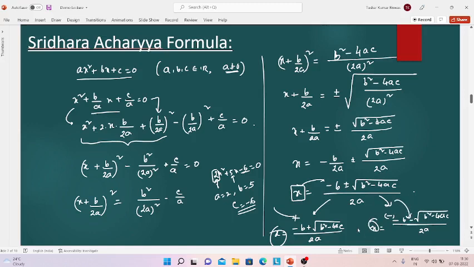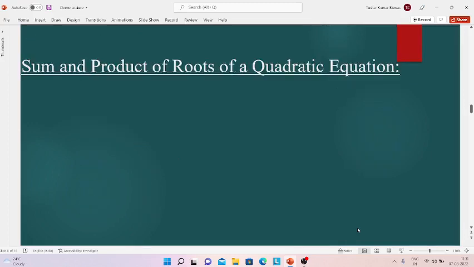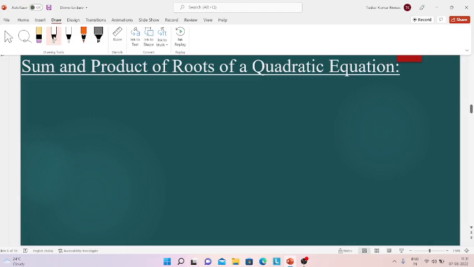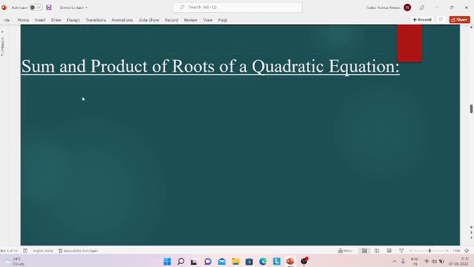So this is actually the general process of finding a root. You can use this particular expression with which you will get the root of an equation. This is a very interesting formula, right? Okay, let us move to the next slide, which is called the sum and product of the roots of a quadratic equation.